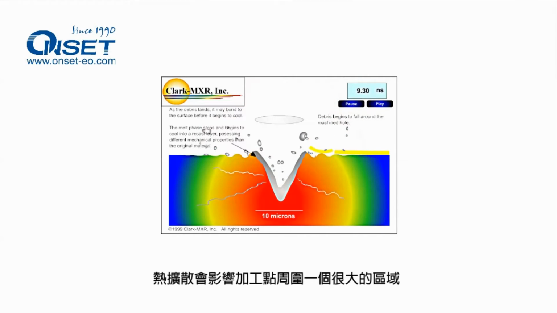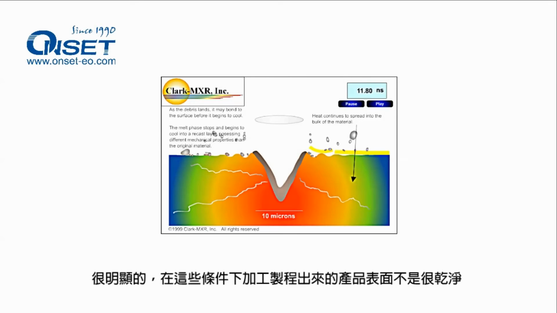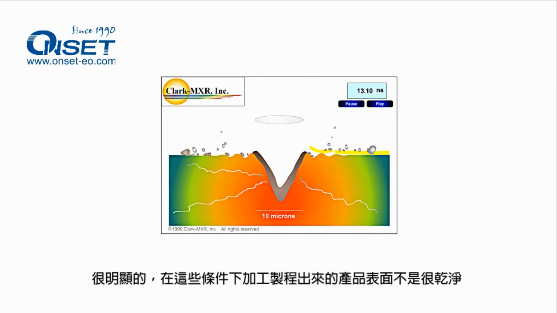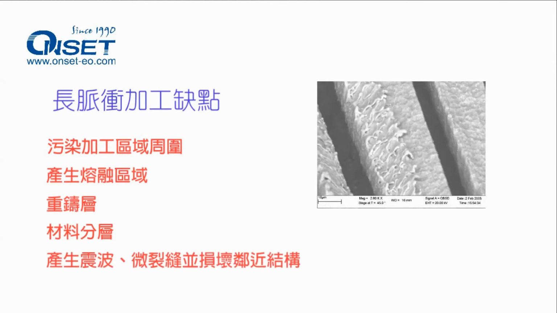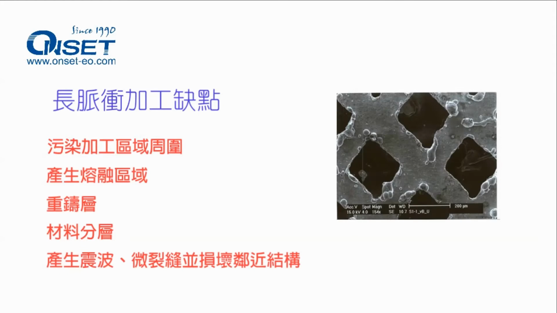Heat diffusion affects a large zone around the machining spot. It is quite obvious that the machining process under these conditions is not very clean. The disadvantages of long pulse machining: contamination to the surrounding material, melt zone, recast layer, delamination, shockwave and micro cracks, damage to adjacent structure.